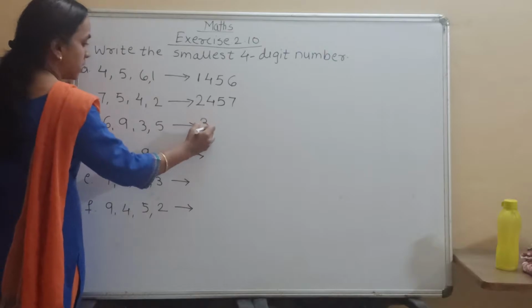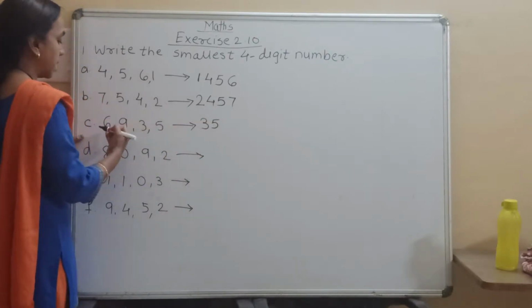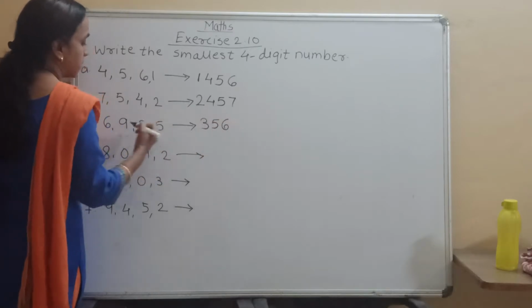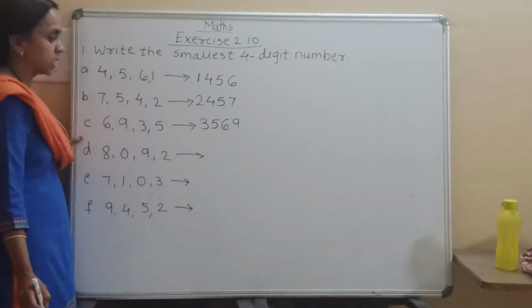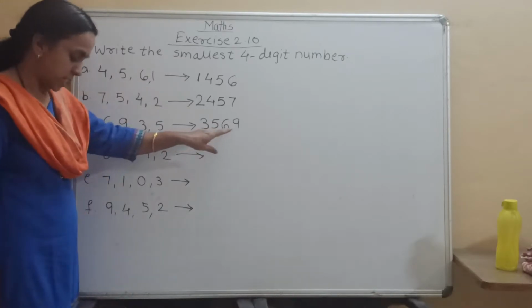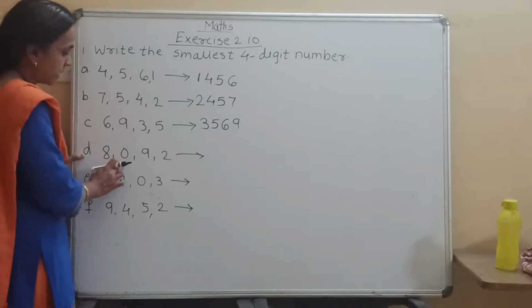So among these 4 digits, which digit is very small here? 3. So bigger than 3 is what here? 5. Bigger than 5 is what here? 6. Bigger than 6 is what? 9. So what is our answer? 3569.